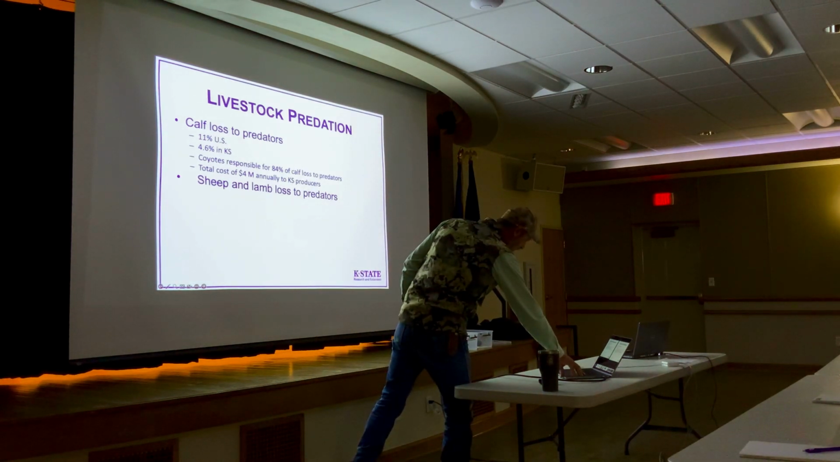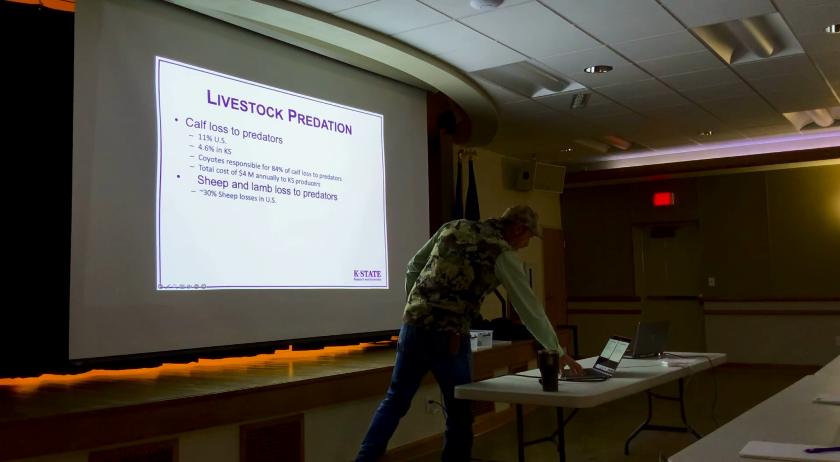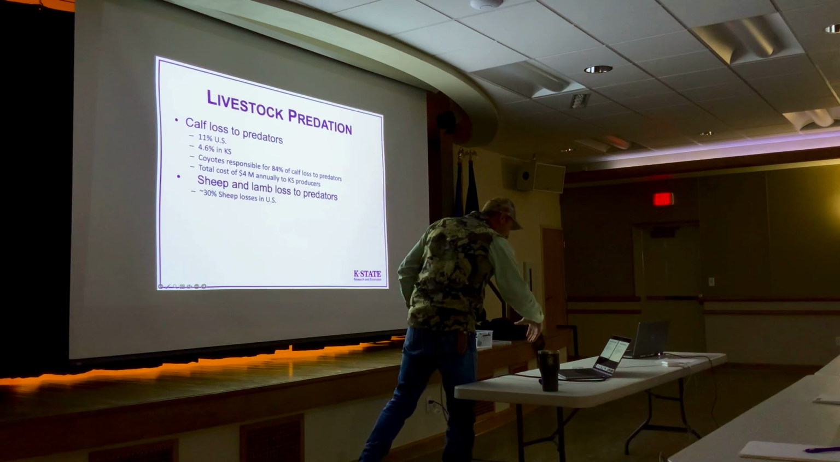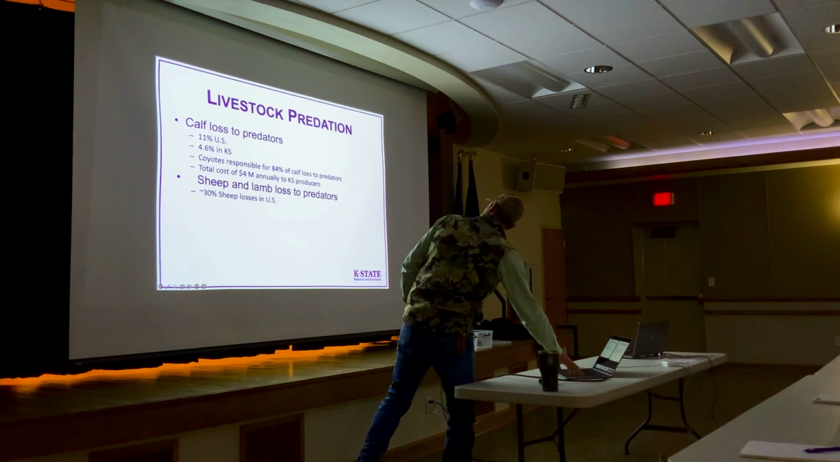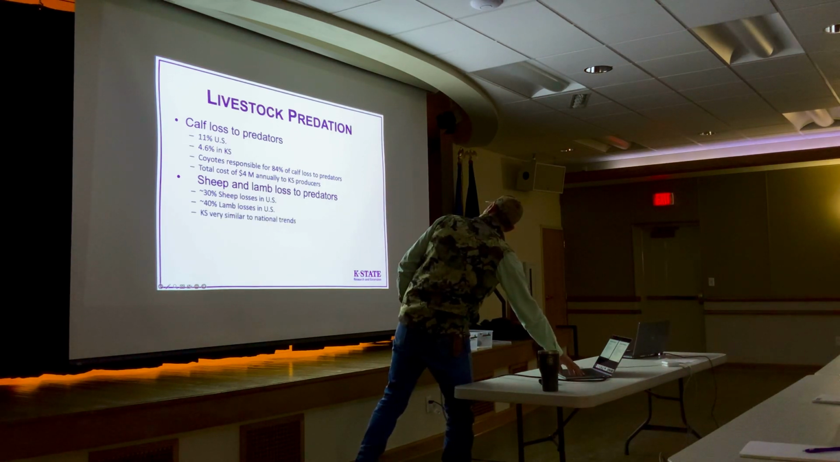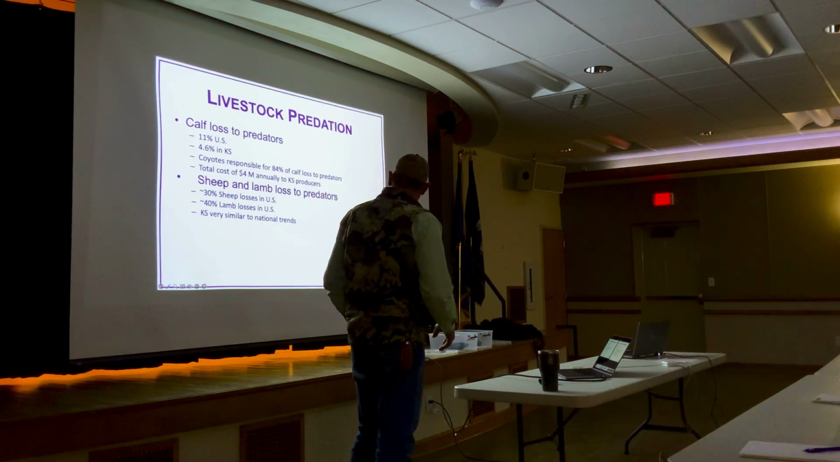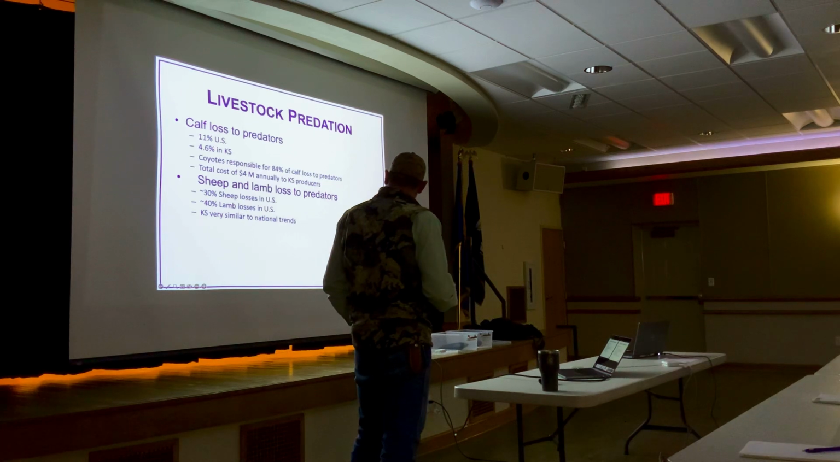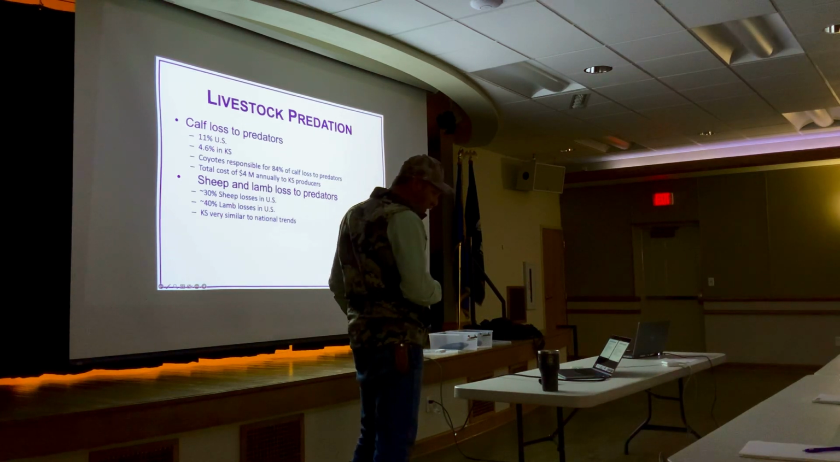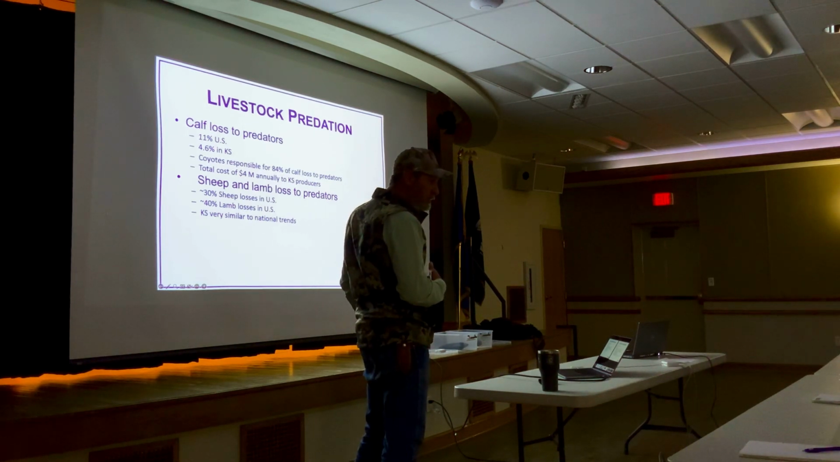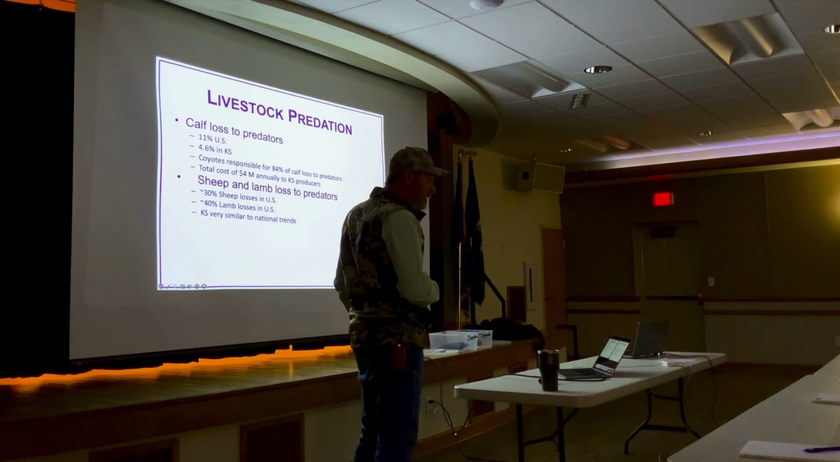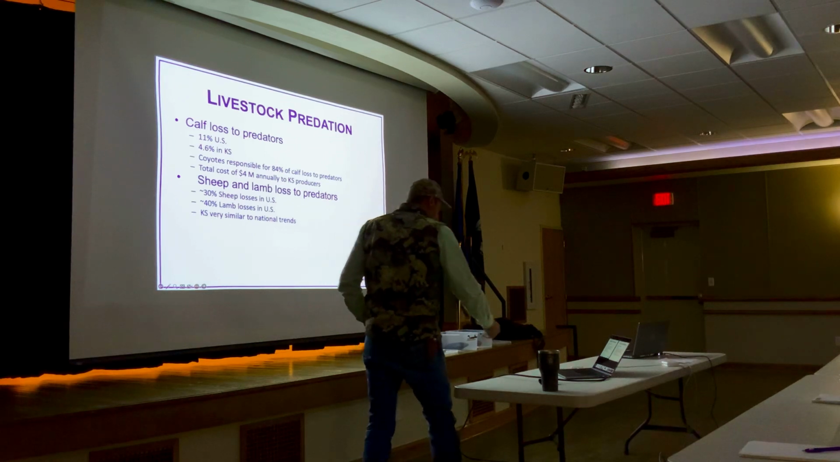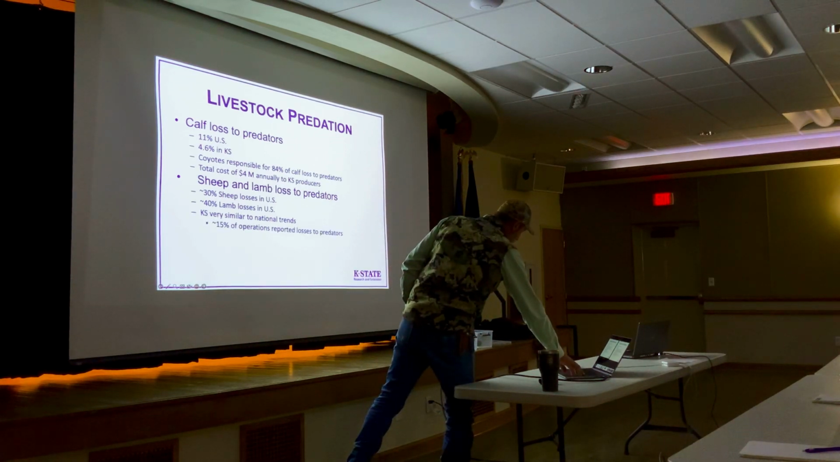Because sheep are a smaller animal, a much greater percentage of the losses of those animals every year are due to predators. And they're much more vulnerable for a much longer period of their life. So 30% of adult sheep losses on an average year are due to predators, and about 40% of lamb losses are due to predators. Kansas is very similar to those national trends.